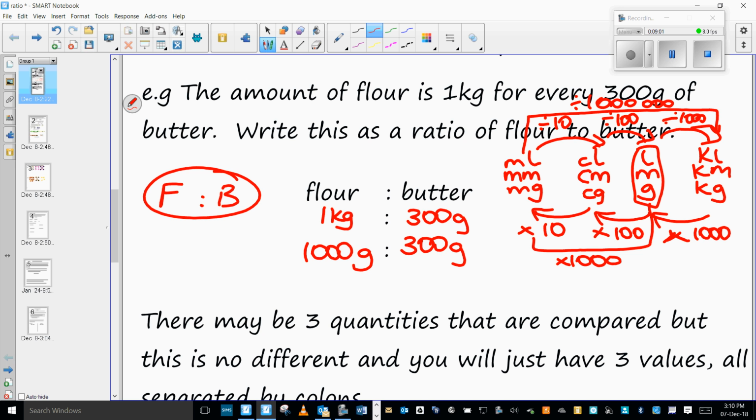Now, you could have changed the butter. You could have changed this one to be kilograms, but then we would be dealing with decimals, and it's not much. Now, the situation here is that we've got the same unit. So actually, we don't need to write our unit any longer. As soon as they're in the same unit, you can drop that.